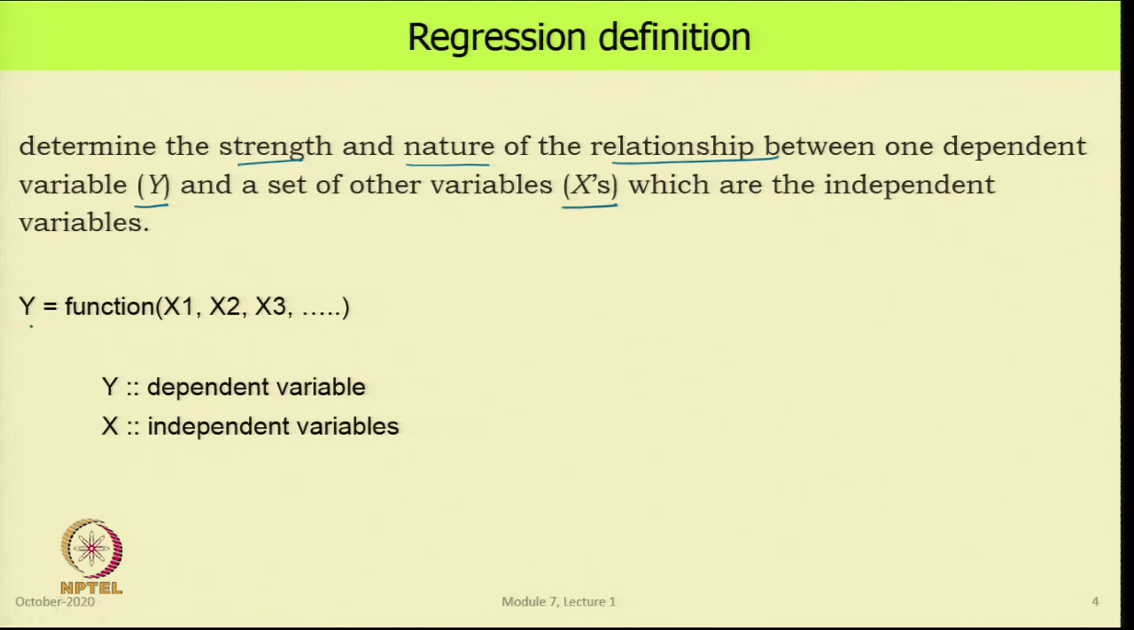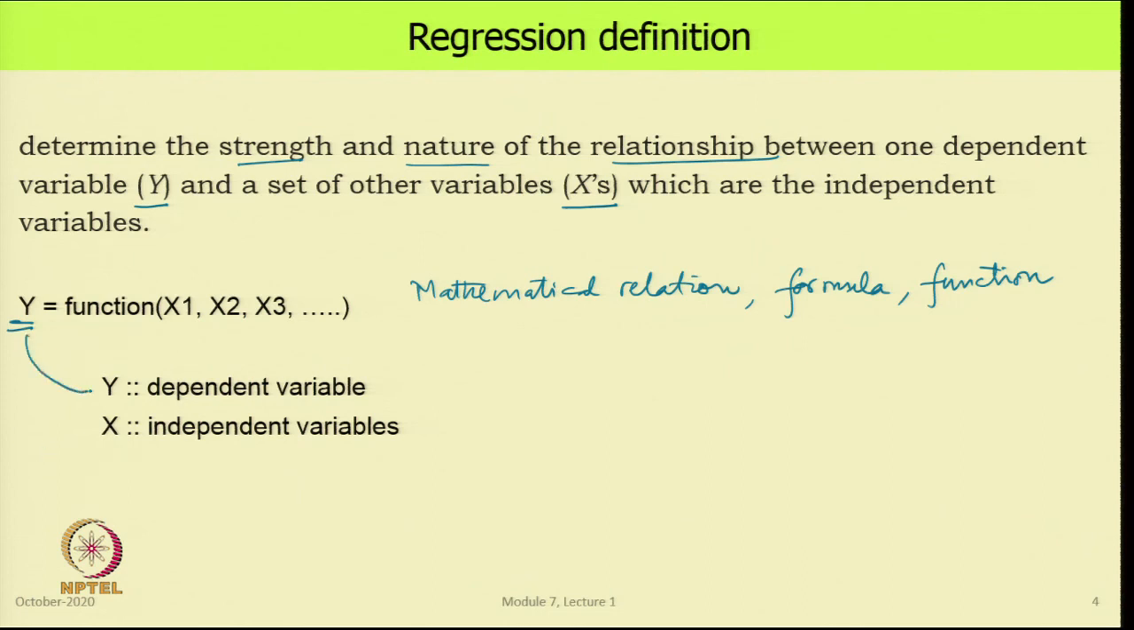So, it says that we make a relation, a mathematical relation or a formula, or you can call it a function, usually a continuous function, where y, which is the dependent variable, is a function of various independent variables denoted here as x1, x2 and x3.